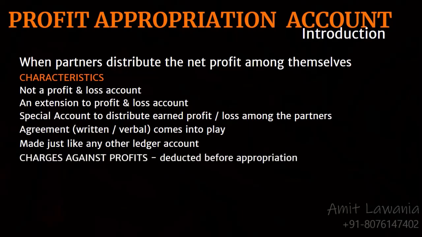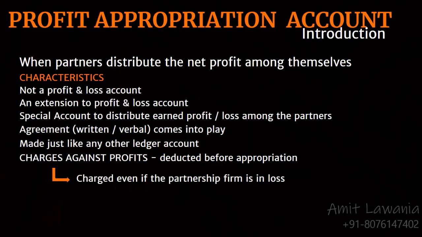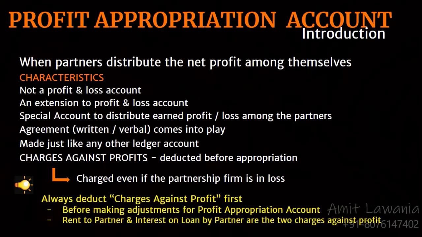Appropriation is done out of profit of the firm, but there are expenses that are payable to partners even if the firm is not in profit. These are said to be charged against profit. We get a profit or loss from P&L account. Charges against profit are deducted from this profit to get the profit that is available for appropriation, which is then distributed among the partners. A quick tip here: remember to always deduct charges against profit first.